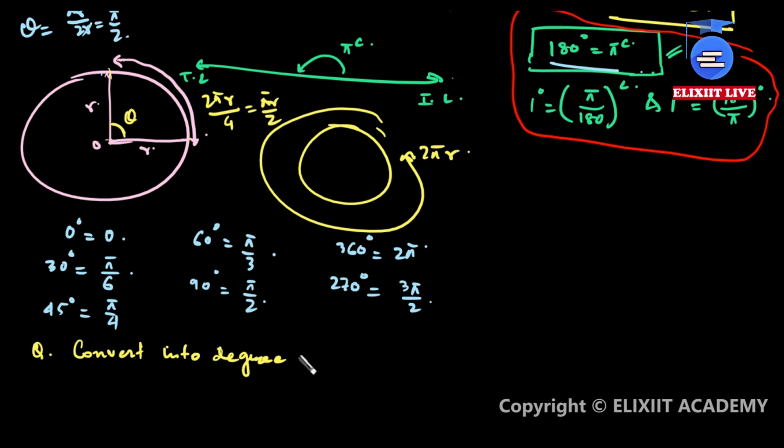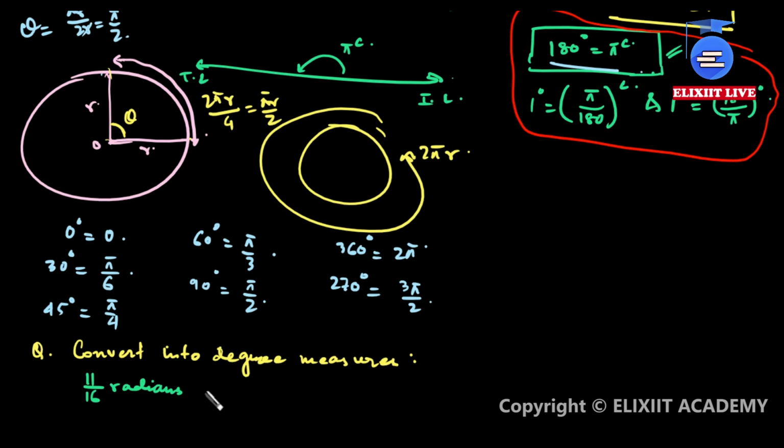How will you convert from radians into degree measure? Radians will be given and you are asked to convert into degree measure. For instance, if I consider any angle, suppose 11 by 16 radians is given. The angle measure is given as 11 by 16 radians. You need to convert this into degrees.